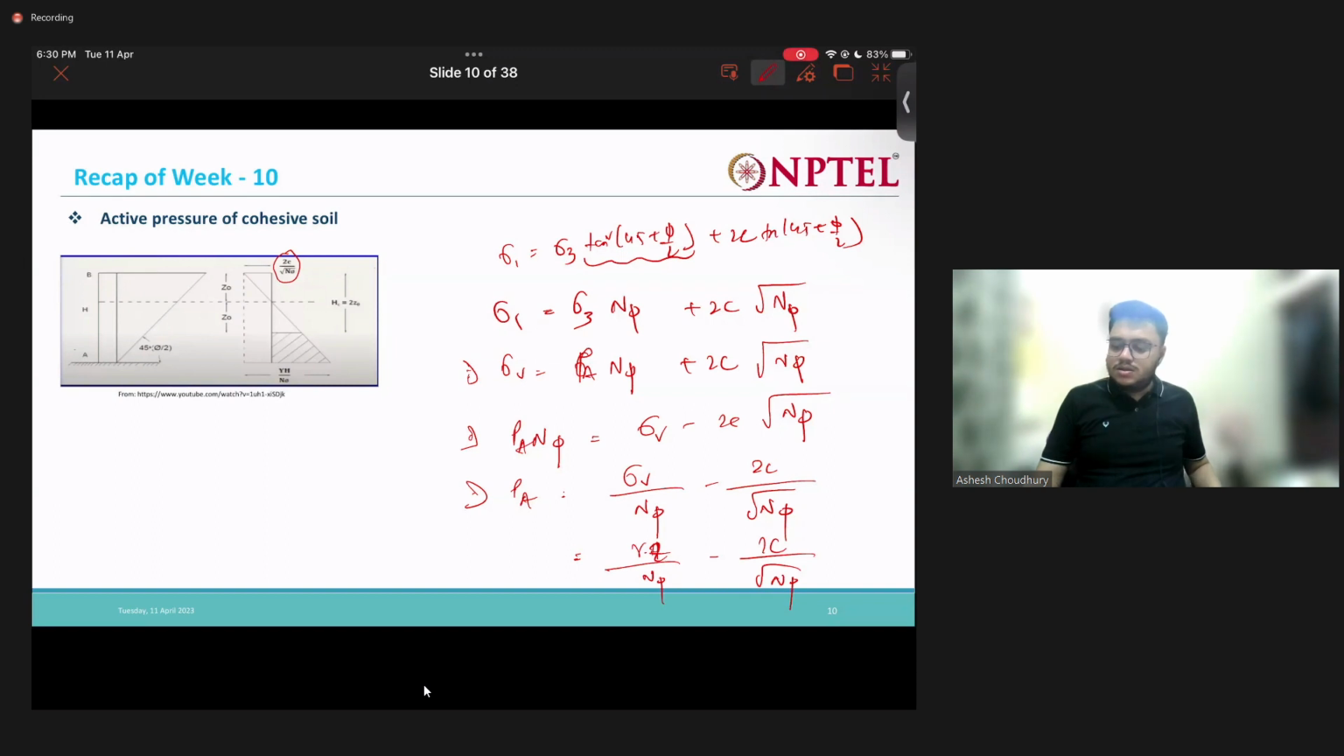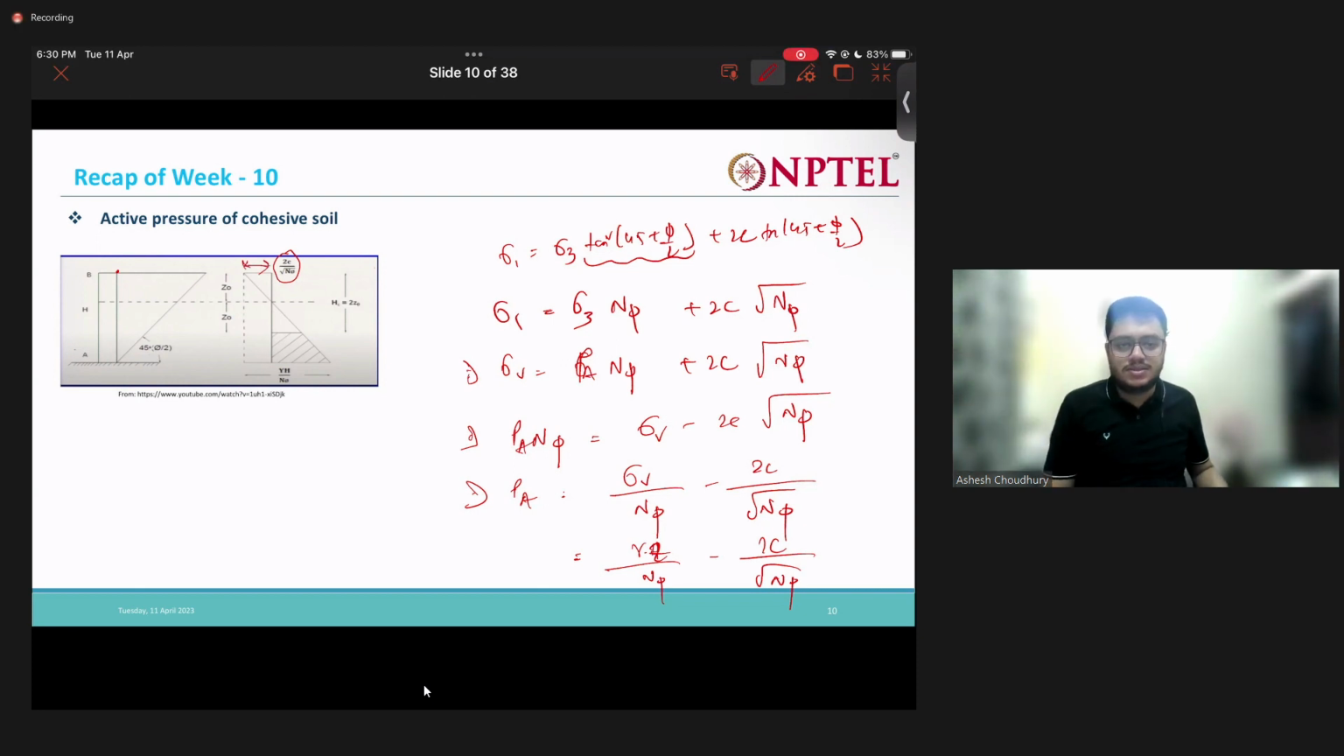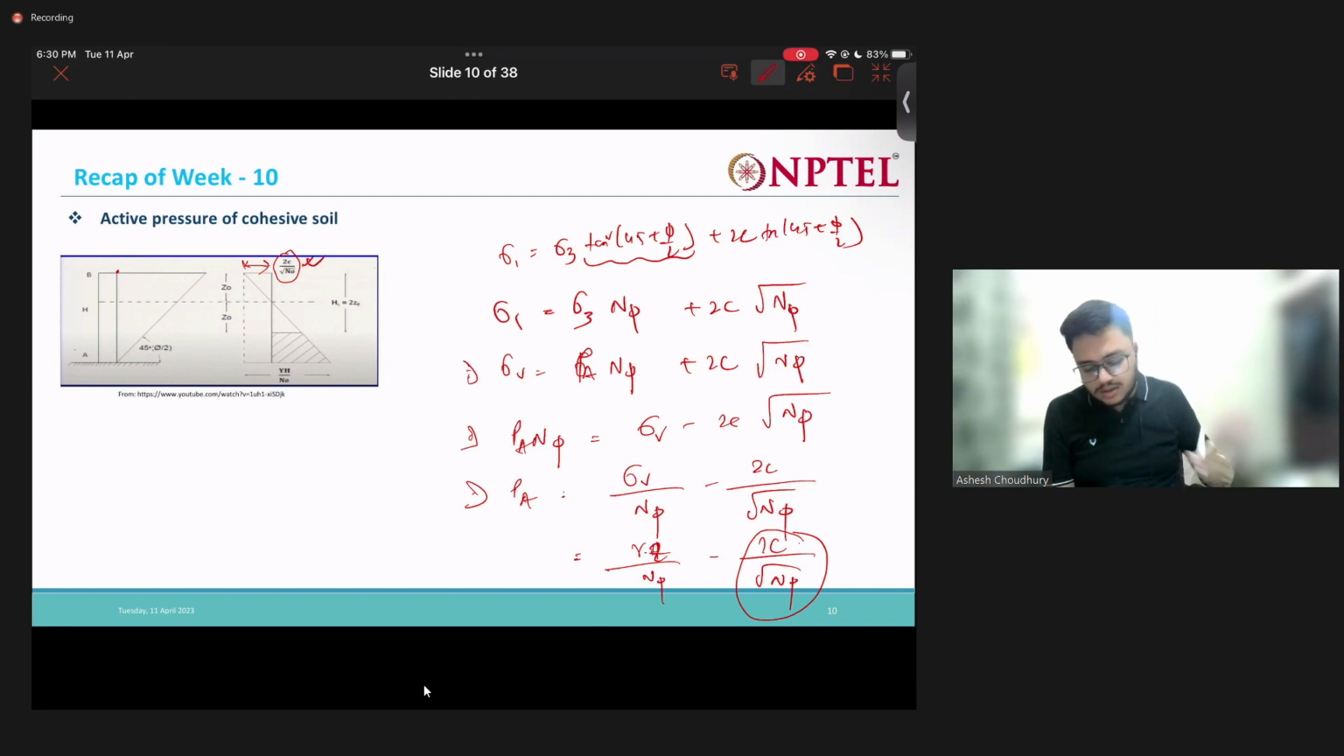Now say at z equal to 0, at this point you are having some negative pressure acting, a tensile stress, which is nothing but equal to 2C by root over N phi, which is shown here. Some negative stress will actually be acting.